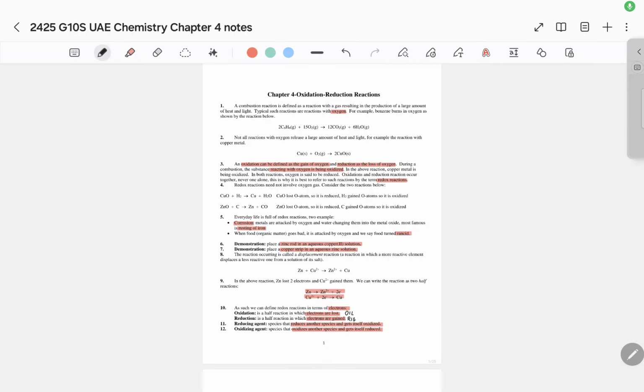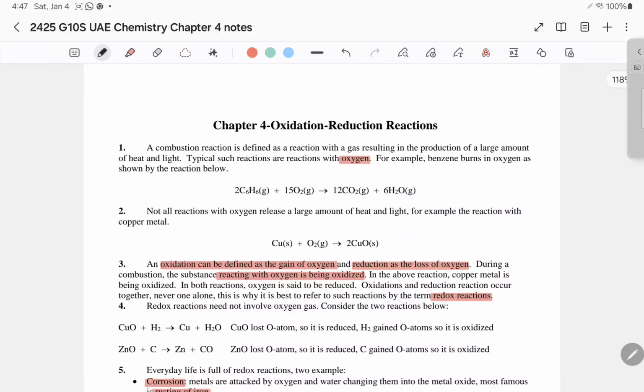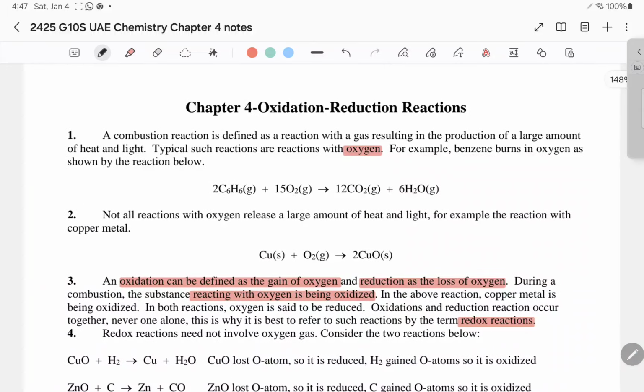And so today we're going to be solving or explaining chapter 4 for chemistry. Chapter 4 is all about oxidation and reduction reactions, and it starts off by telling us what combustion is. Combustion is when you react a gas and produce large amounts of heat and light, and they're usually reactions with oxygen.